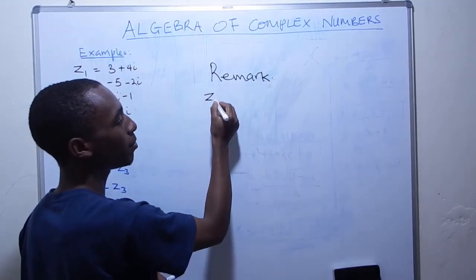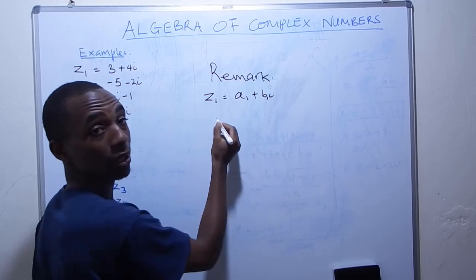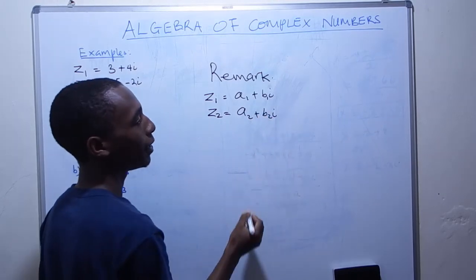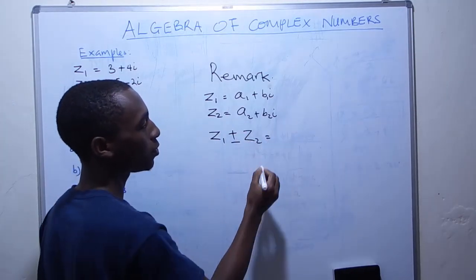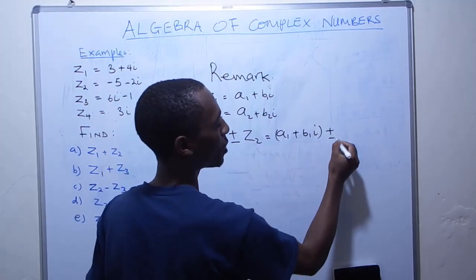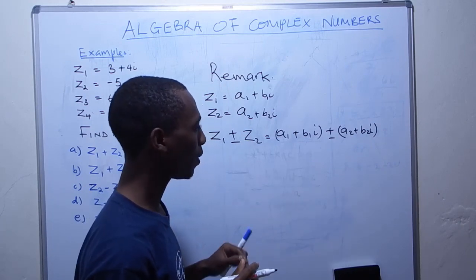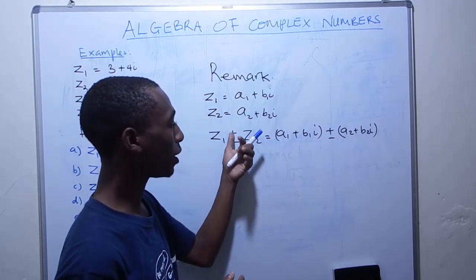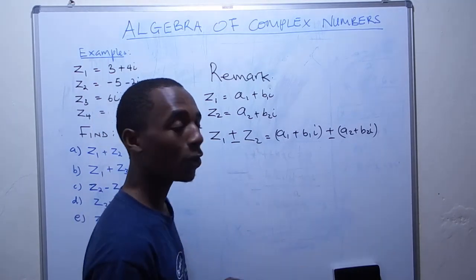So if I have a complex number, say Z1, and this is like A1 plus B1i, and then we have another complex number Z2, let's say that's A2 plus B2i. Okay, so if we are adding or subtracting, for that matter, Z1 and Z2, of course that's going to be A1 plus B1i, plus or minus A2 plus B2i. And this is the most important part. When you're adding or subtracting two complex numbers, we always do these operations of addition or subtraction on the real parts and the imaginary parts respectively, or correspondingly for that matter.